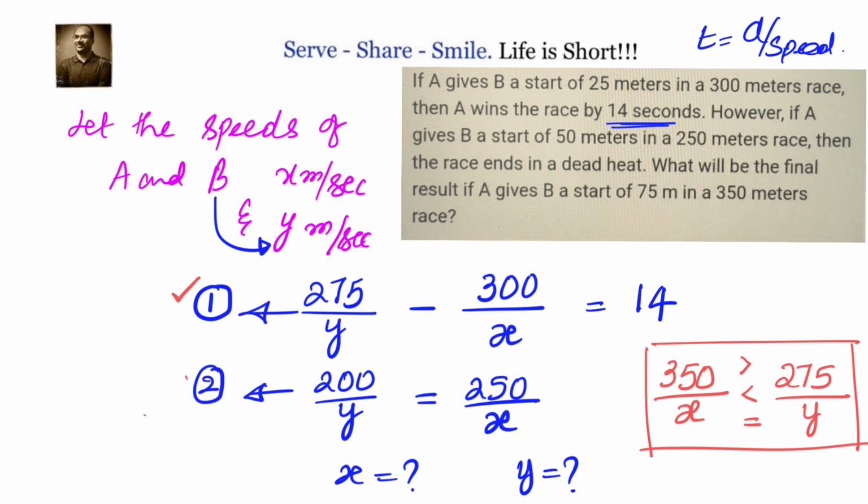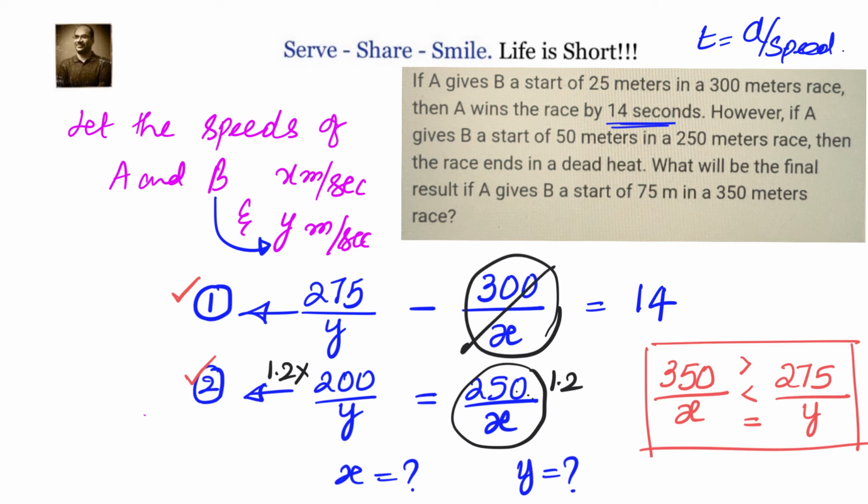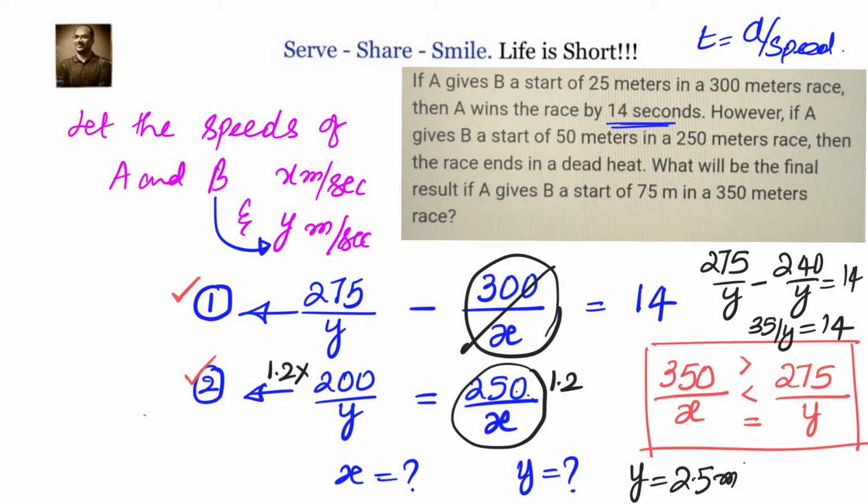Now these are the two equations we have to solve. If you see carefully, we have 250 by x here and we have 300 by x. Now what is the relation between them? 250 into 1.2 is 300. So if I multiply this with 1.2 on both the sides, I will have 300 by x equals 240 by y. So this will become 275 by y minus 240 by y equals 14. Now solve it. You will get 35 by y equals 14. That will give you y equals 2.5 meters per second.